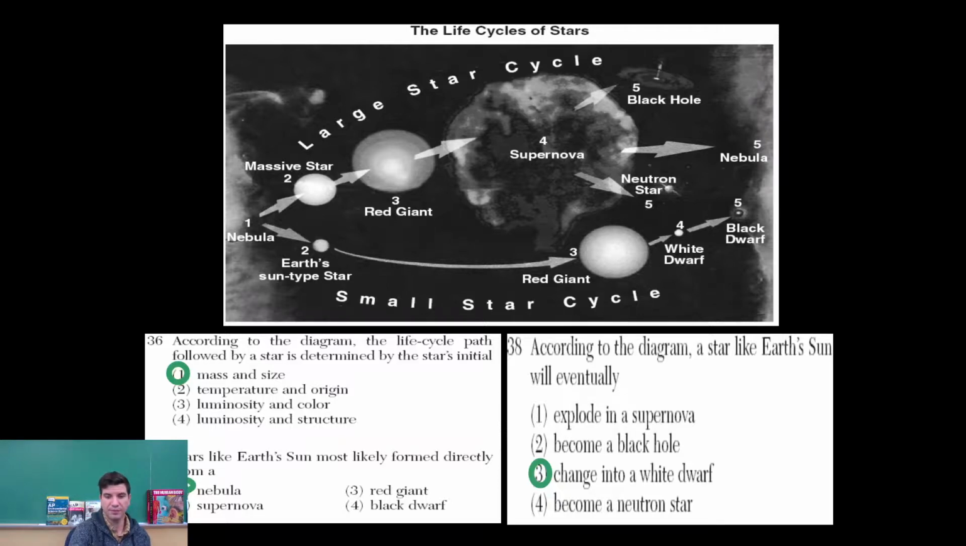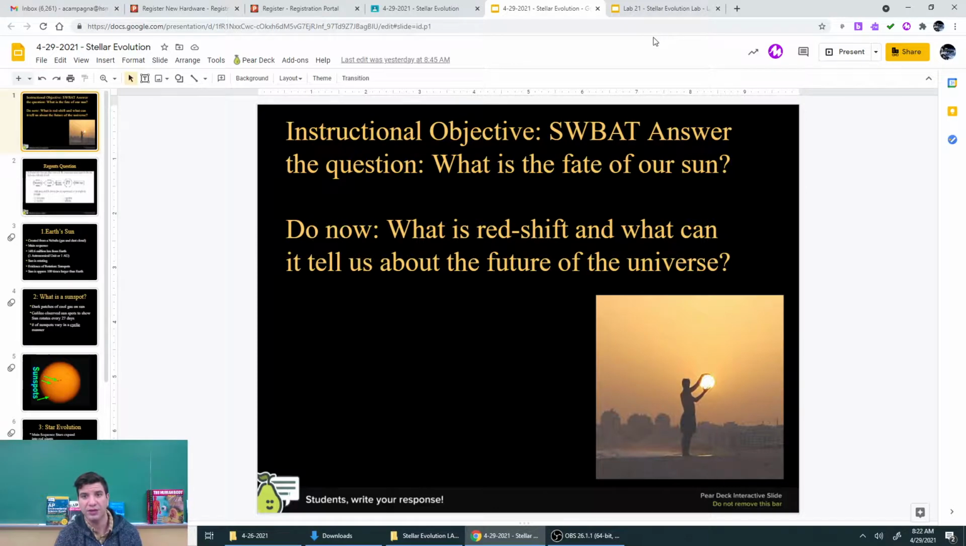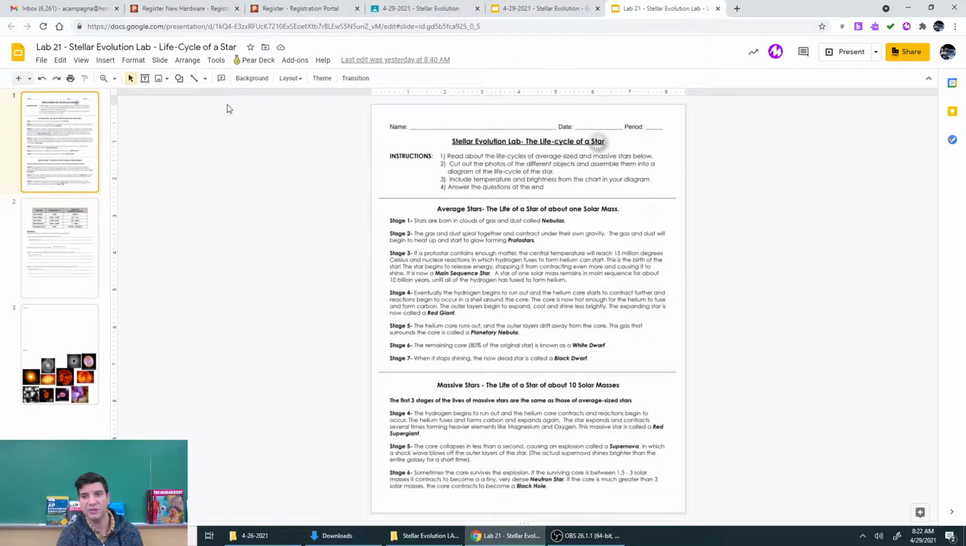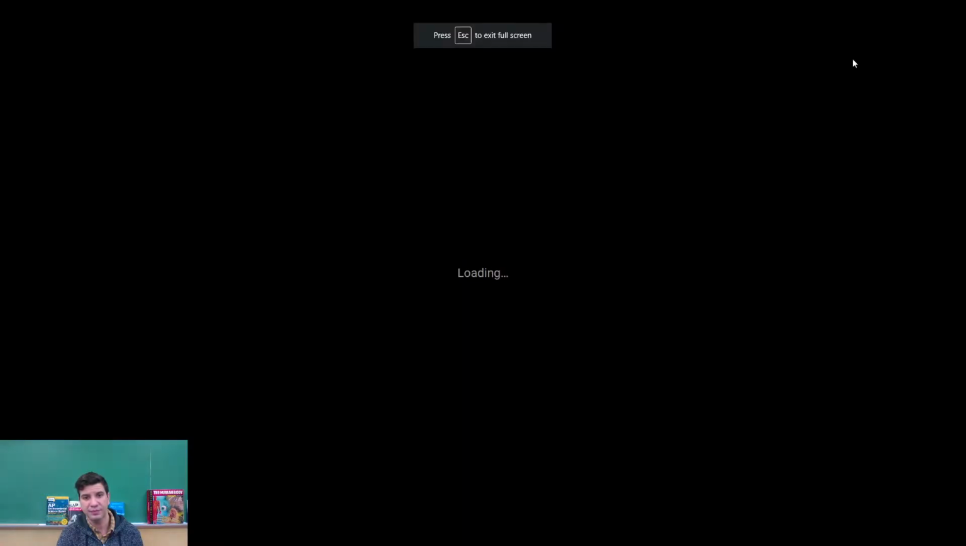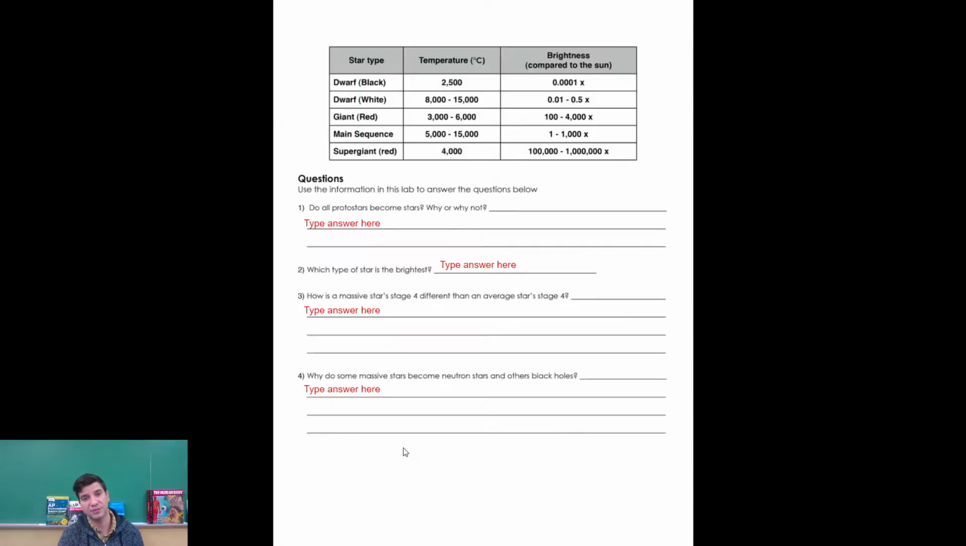Okay, and that is it. So we do have some additional work for today. You're going to go to Lab 21, Stellar Evolution. And this is pretty easy. You're going to read through the instructions, and you're going to create basically a flow chart that shows the life of average stars and massive stars.